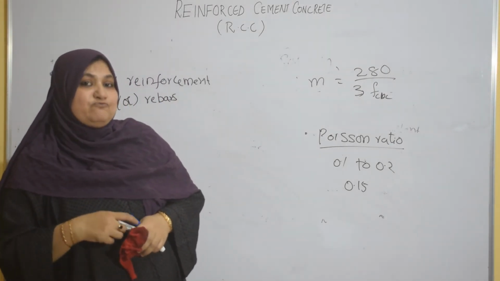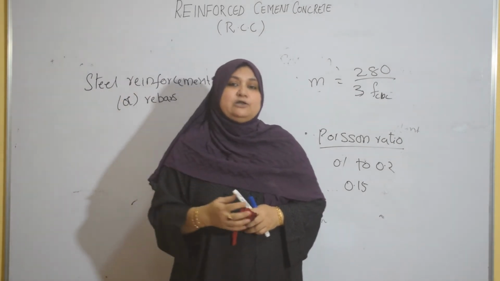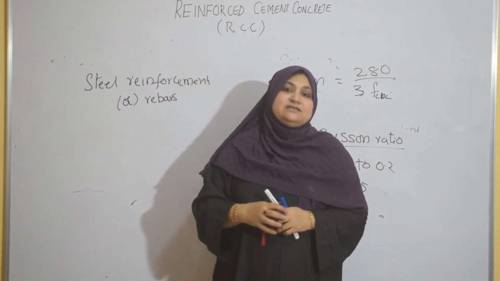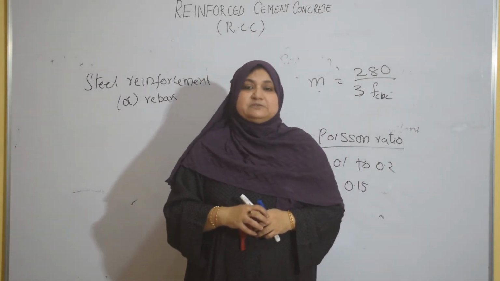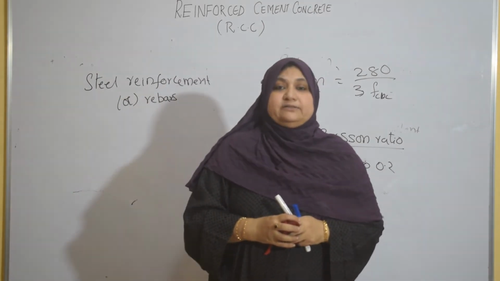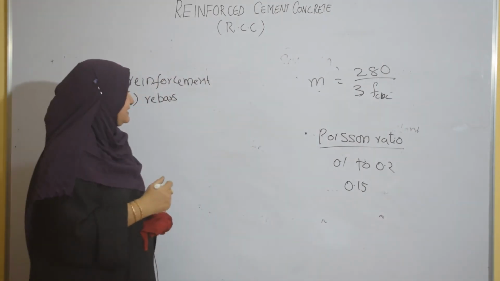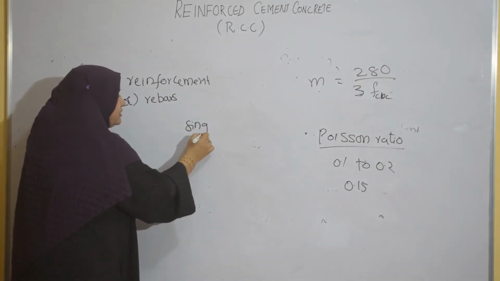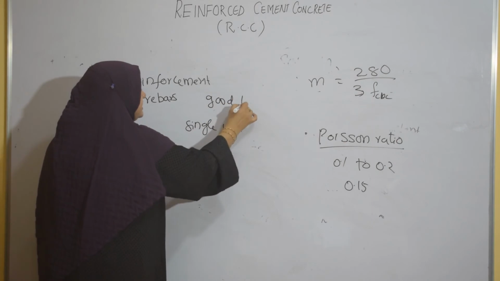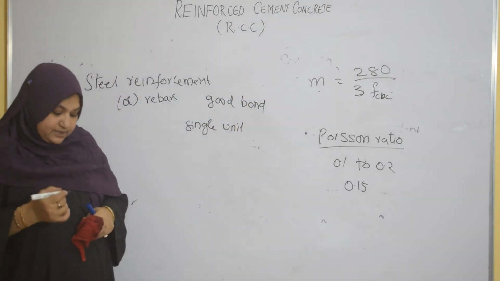You can have a doubt: why are we providing only steel? Why not something else in place of steel? Why not aluminium? Why not copper? Why not gold? Why only steel is used as reinforcement? It is because steel and concrete have a very good bond. When they are combined or mixed, they act as a single unit. There is a good bond between steel and concrete. This is one of the reasons why we use only steel.